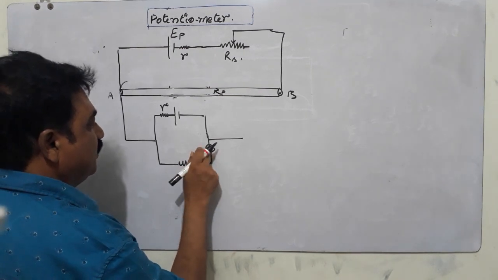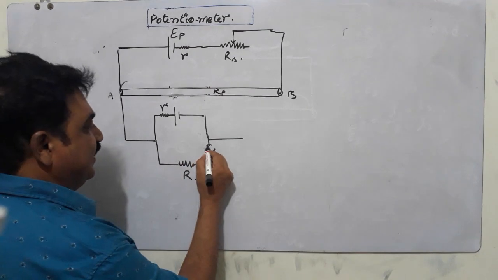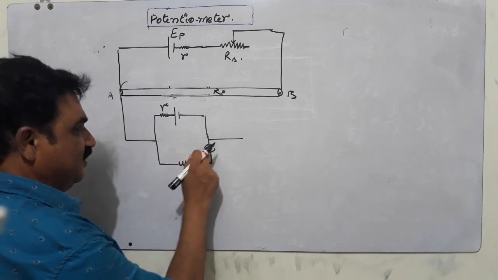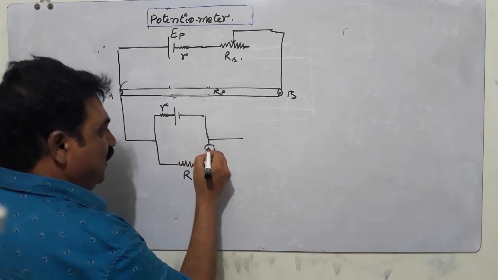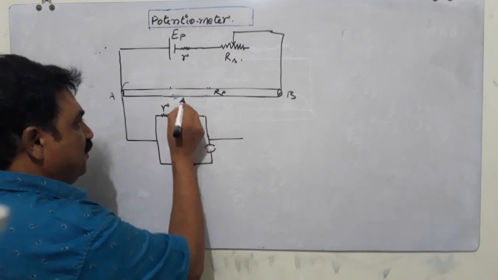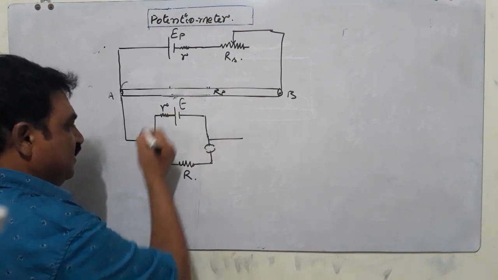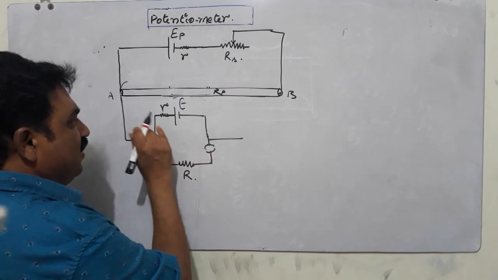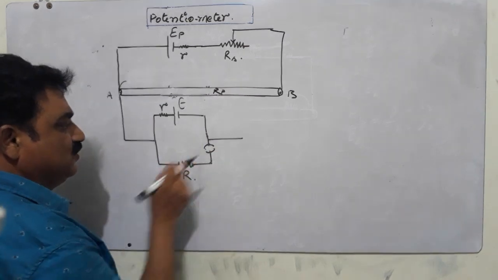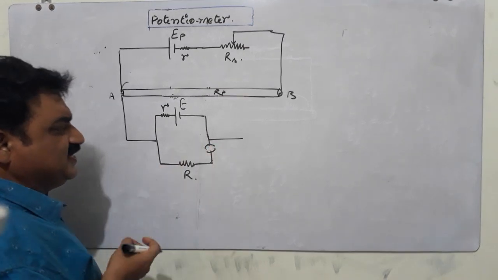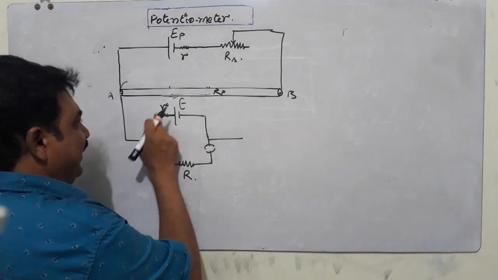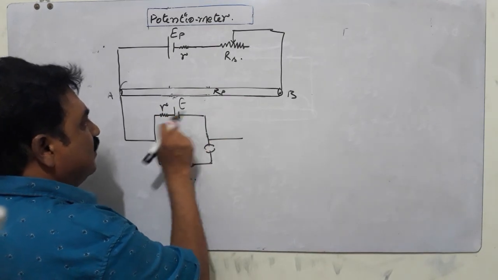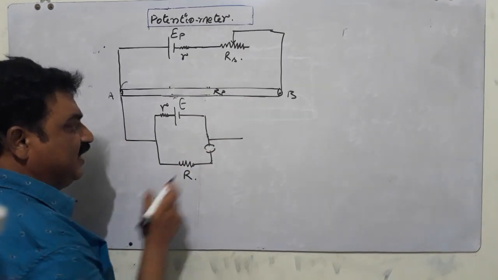See here. Here there will be a tap key arrangement. If you put the key in, what happens? The cell along with this resistor will come into the secondary circuit. If you put off this key, then only the cell comes into play in the secondary circuit.